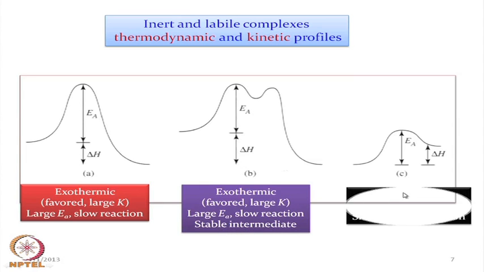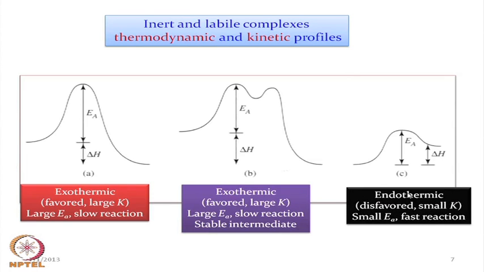And in the third case we have an endothermic reaction, because delta H is greater than 0 and therefore the reaction is disfavored, which has a small k value. A small k value also tells us about the positive value for the free energy change, but at the same time our EA value, the energy of activation, is also small and we get a very fast reaction. So, this basically gives us some important idea about the different types of reactions.